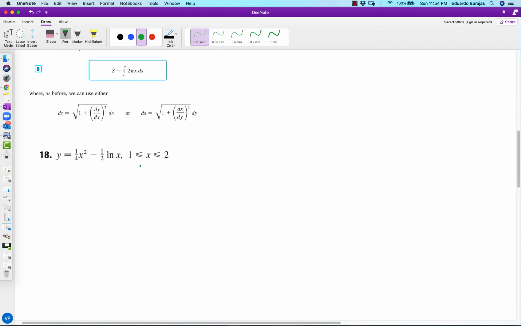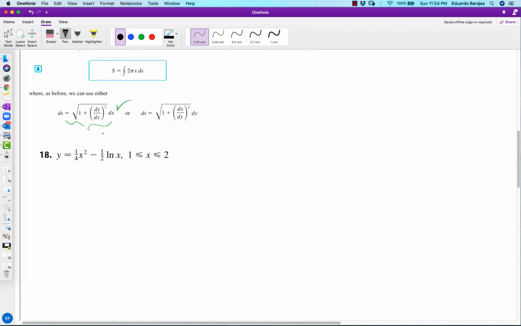Okay, so for number 18, they gave me the equation in the form of y equals something in x, and I can see that taking the derivative is going to be pretty easy with respect to x. So dy dx is pretty easy. They also define x to range from 1 to 2. So it looks like this is the version of ds that I want to use. So I'm going to use this integral, and I'm going to let the ds represent this here.